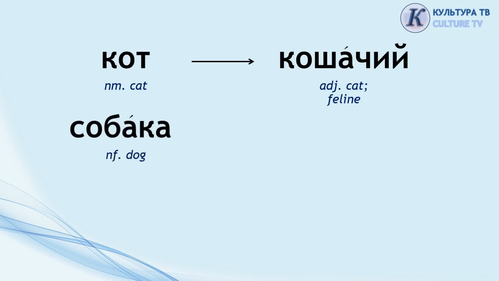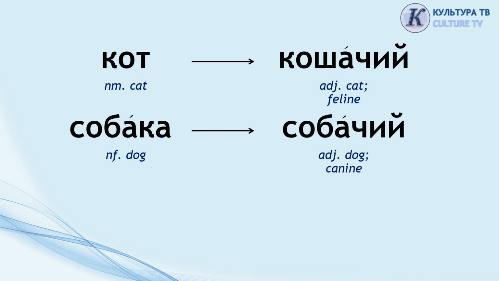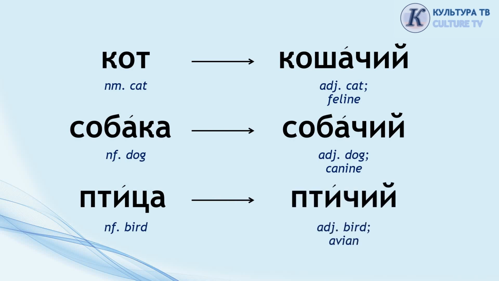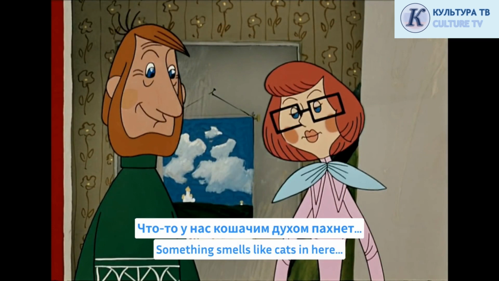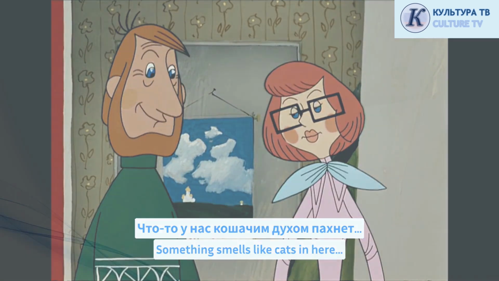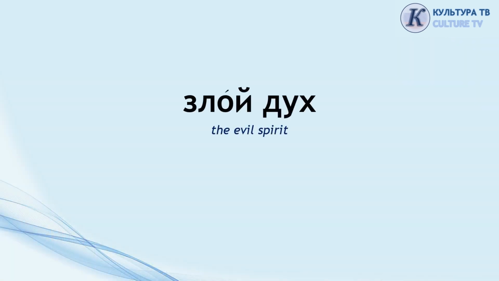Other examples include собака, a dog, and in the adjective form that will become собачий. Птица, a bird, птичий, an adjective that means, well, bird. I don't even know how we would say it in English. To do with birds, or of birds, something like that. And of course this is not restricted to just animals, these are just some examples. And then дух in this particular case means smell or scent, but normally its meaning is something like spirit. So for example, the evil spirit in Russian is злой дух.